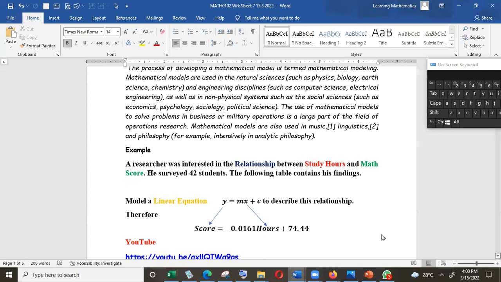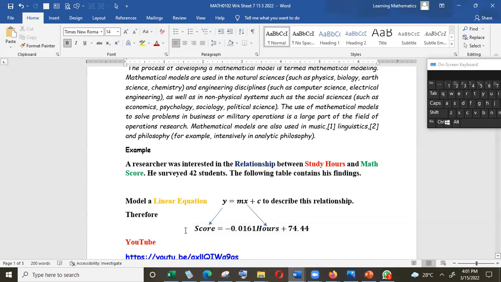And he surveyed 42 students. Now a mathematical model can be made to describe how the study hours affect the math score. So Y could be the letter used for score. So you see how score is being translated to a letter Y. So Y can represent score, and X represents hours. So that's why we see X and Y are letters used in algebra to represent something that is real, an unknown value, but the value of something. And here is score and hours.